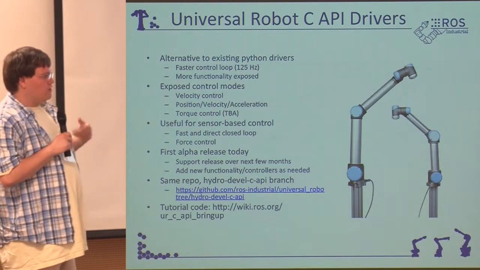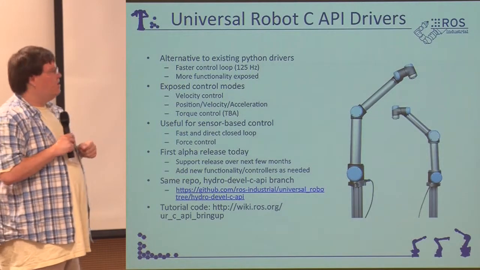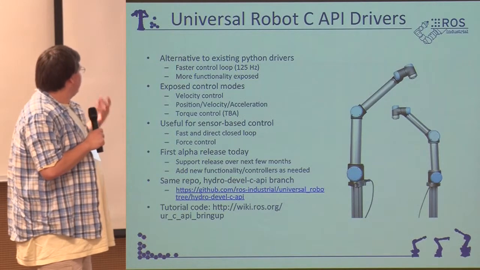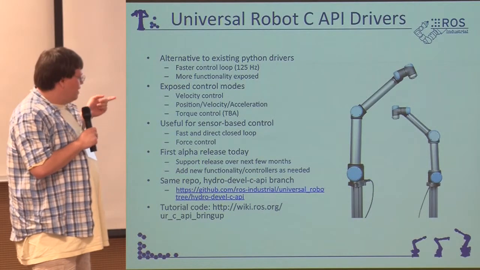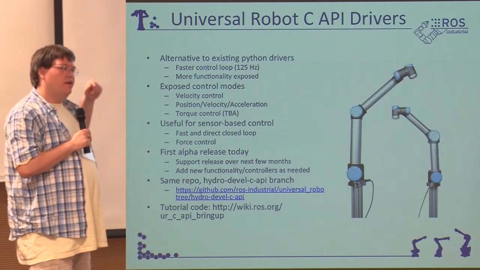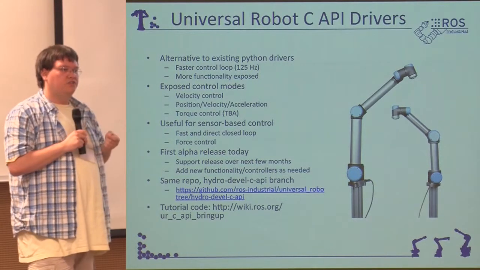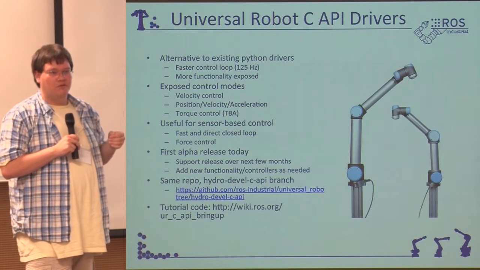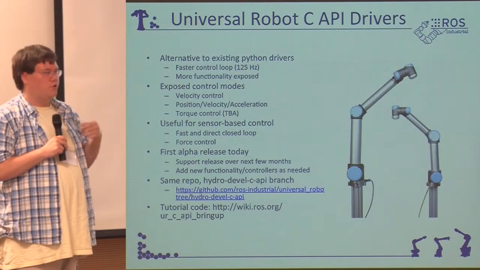We are exposing both velocity control and the position velocity acceleration control. Eventually, I plan to release torque control. You can find all of my work, or most of my work, at the repository. It's on one of the branches called the HydroDevel CAPI branch. I've also forked it into my own repository. So if you want to see the latest work, you should probably look at my personal repository, also at the GT ROS package fork.